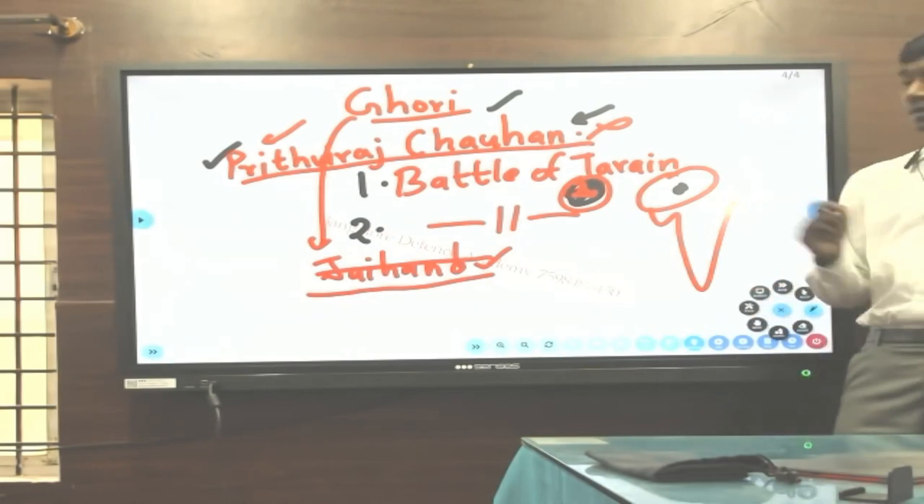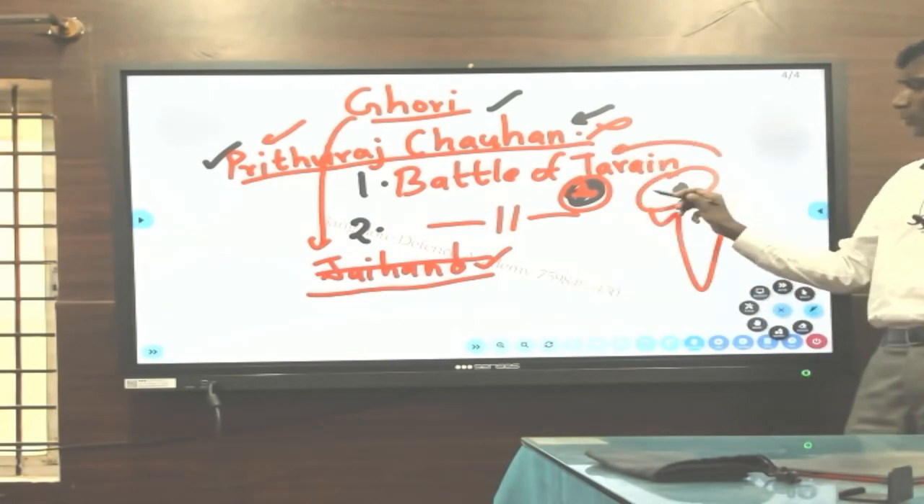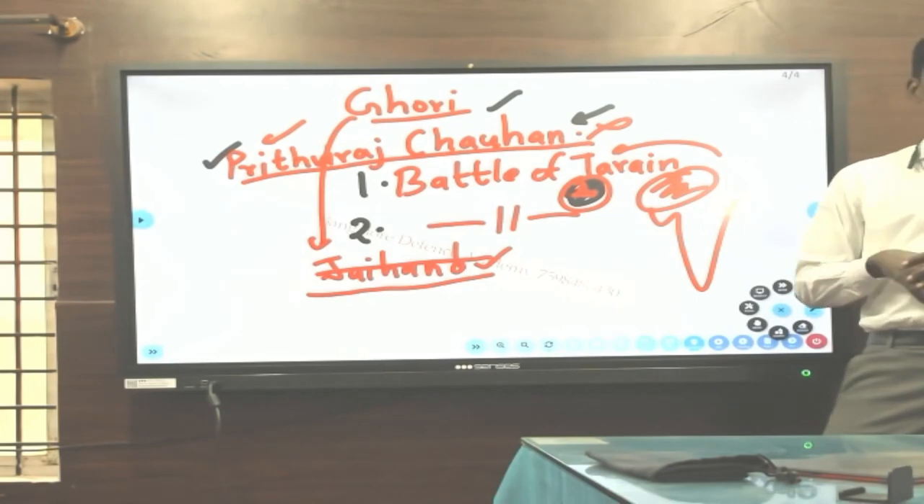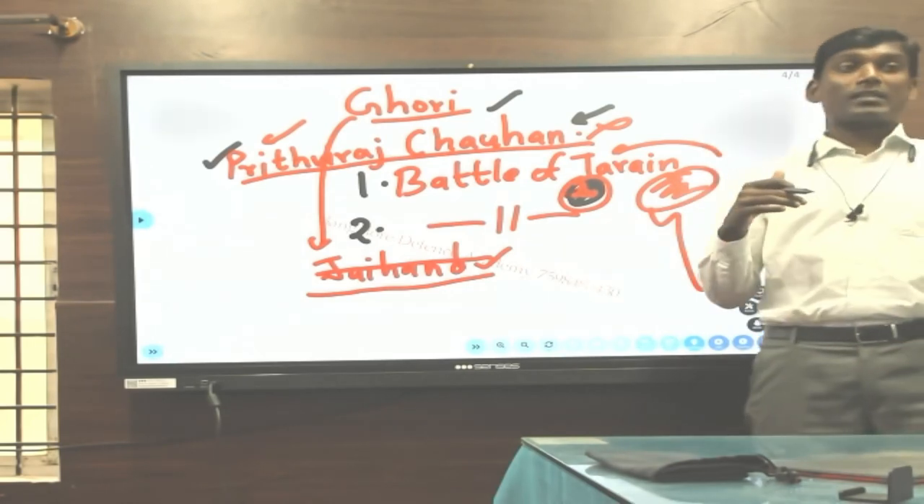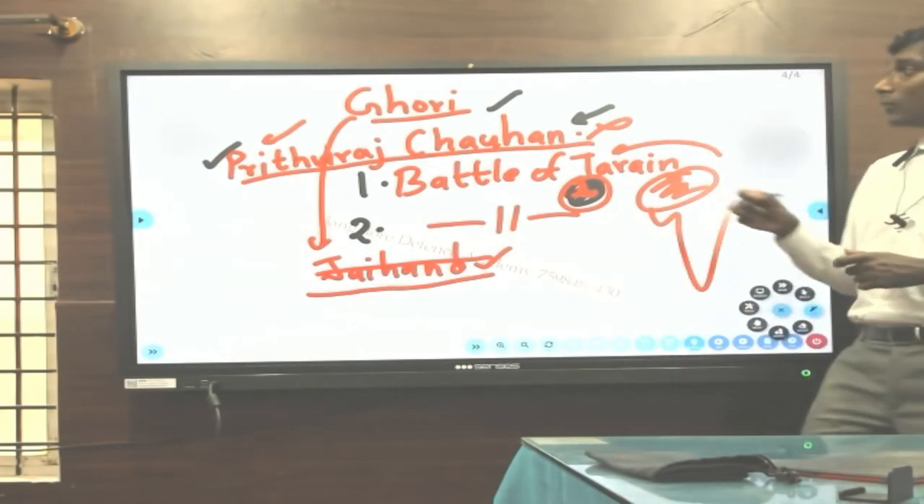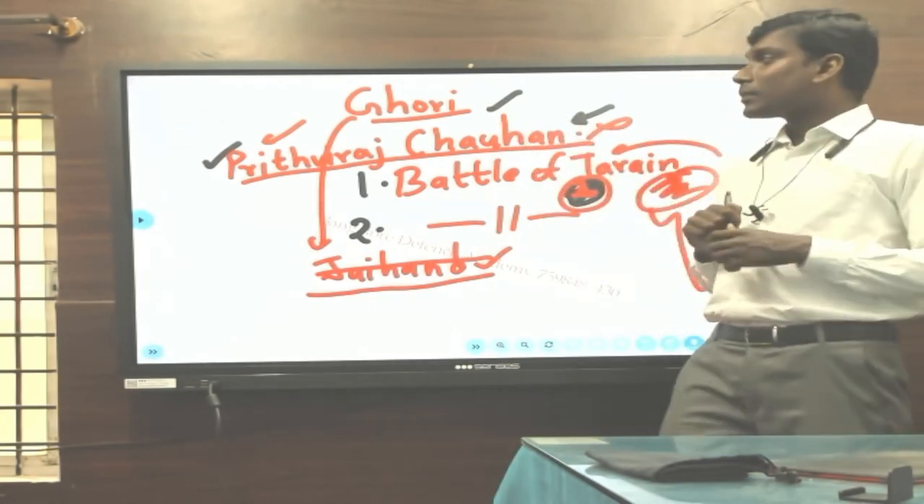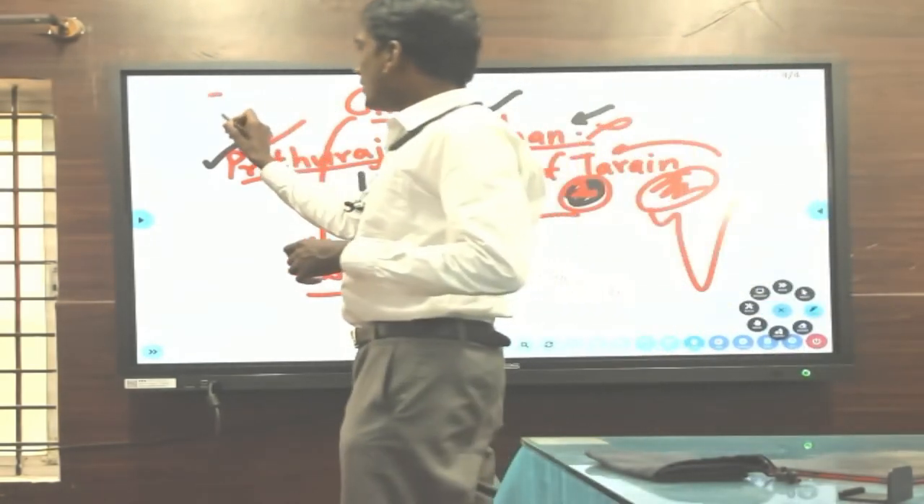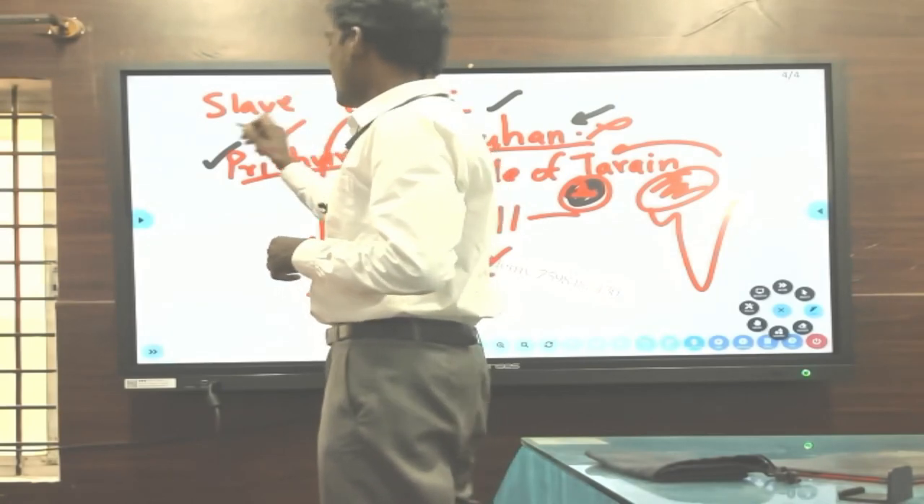When Ghori wanted to go back, he didn't want to leave this place empty-handed. So he is appointing some people as governors, as rulers. And now Ghori is a very talented person. What he does, he will appoint some slaves as the ministers.